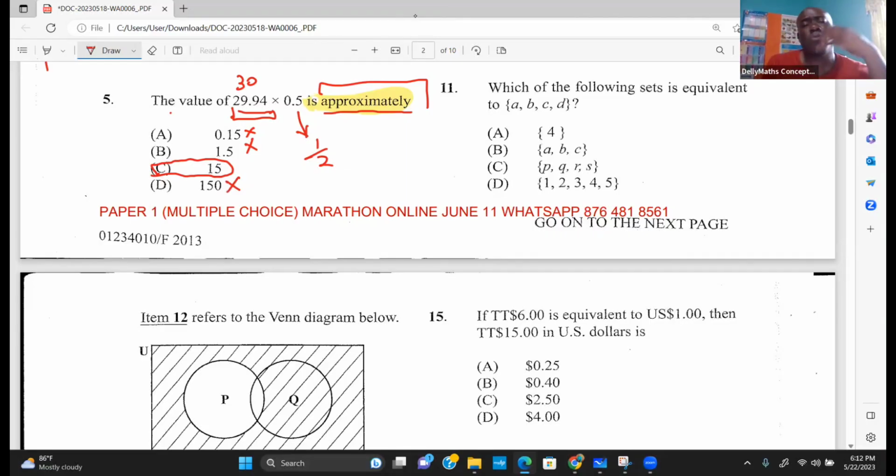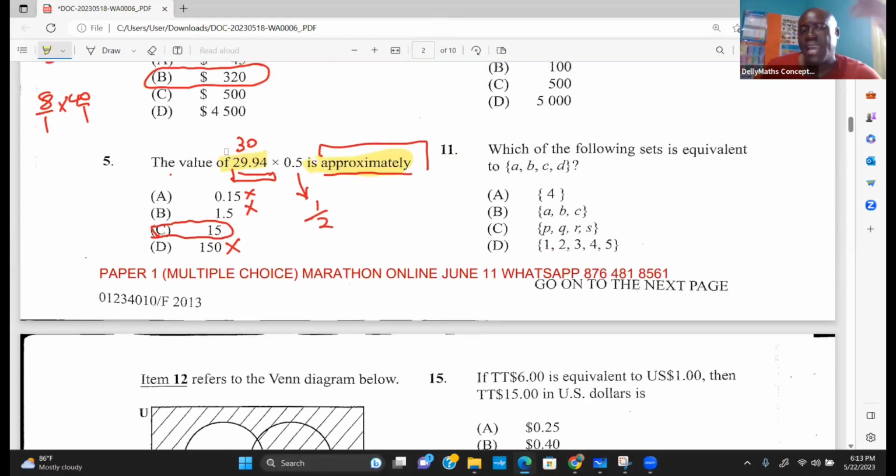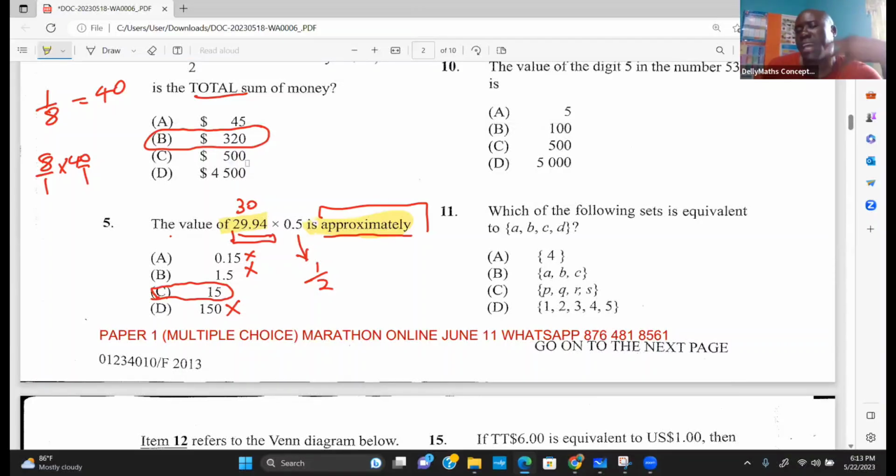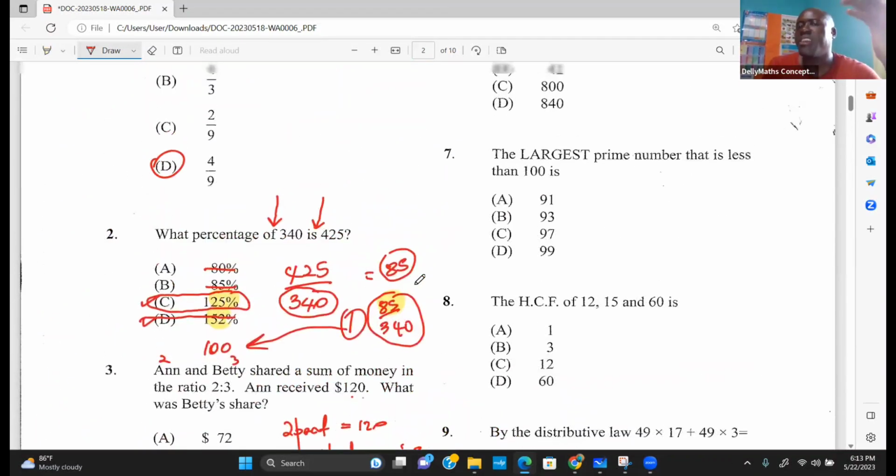What I want us to do is eliminate. Read your questions, understand what they're saying, then eliminate. A lot of times they're not going to make you work out anything. So 15 is the answer. It's not rounding. You're just getting an idea of the number in respect to what they wanted, an approximation, something near to the reality.